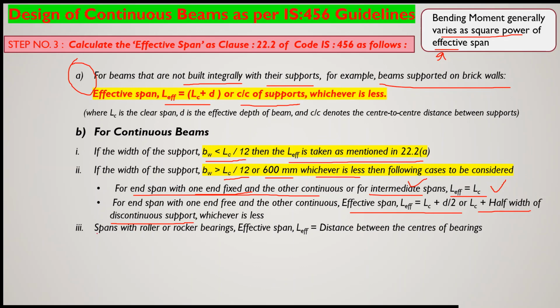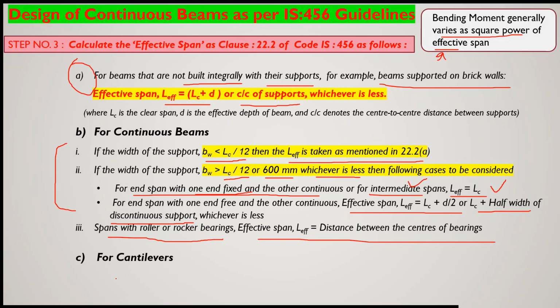Third is spans with roller or rocker bearing. These types of spans are generally used when we design a beam or slab in a bridge structure. At that time, the effective span will be calculated by taking the distance between the centers of the bearings. In this particular subject we will not be mainly focusing on these bridge types of beams or slabs. Currently they are out of syllabus, but we are discussing all the guidelines.